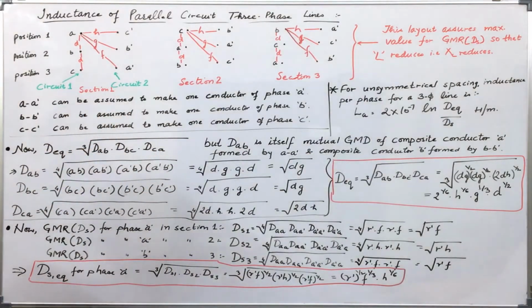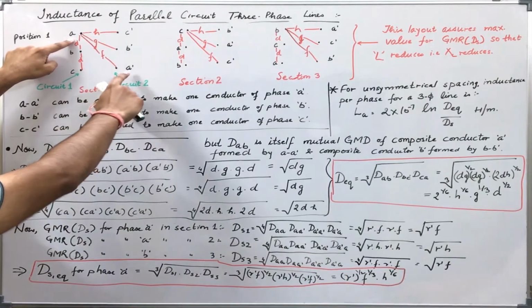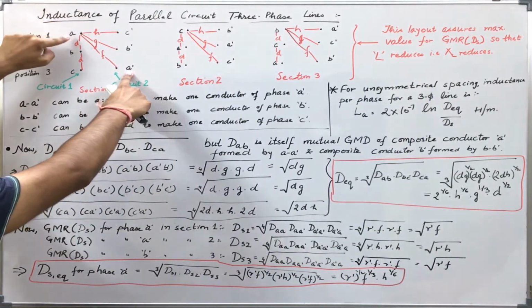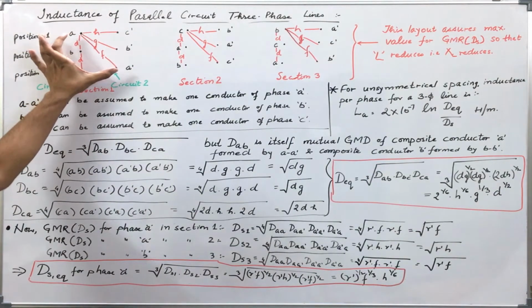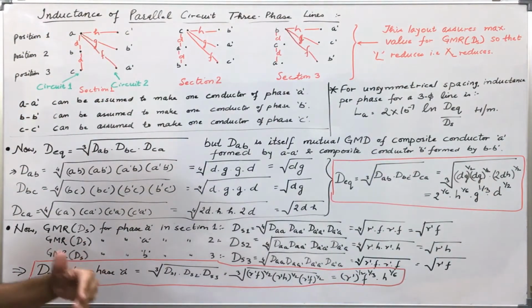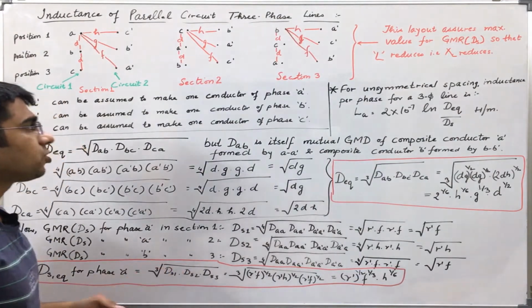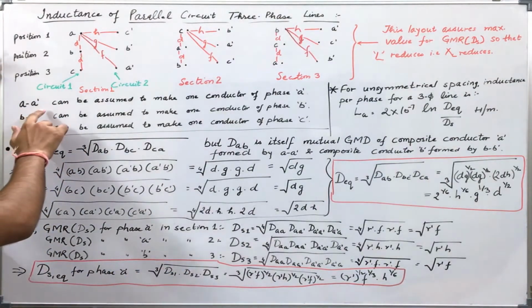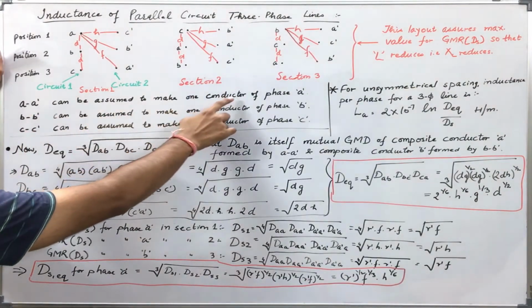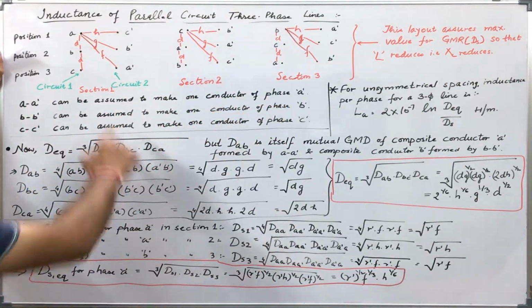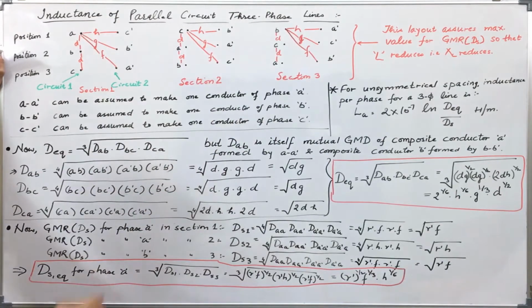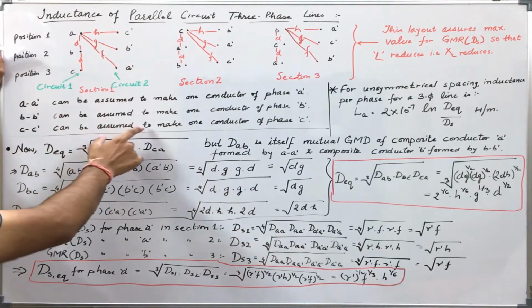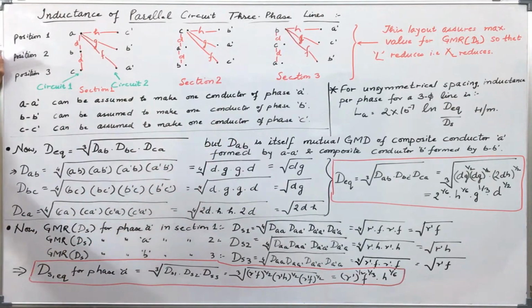Now as you can see, this is phase A, this is also phase A, this is phase A for transmission line 1 and this is phase A for transmission line 2. Equivalently, we can see that these two conductors make a composite conductor for phase A. So AA dash can be assumed to make one composite conductor of phase A. Similarly, BB dash can be assumed to make one conductor of phase B. Similarly, CC dash can also be assumed to make one composite conductor for phase C.